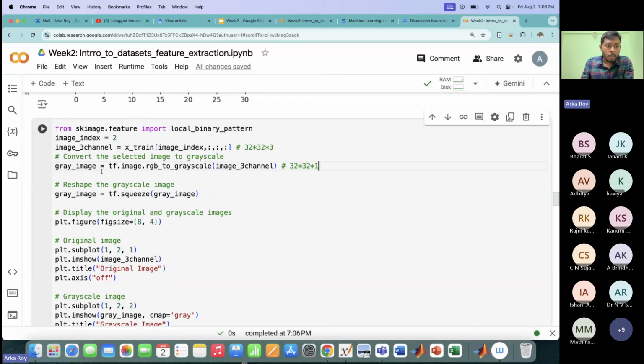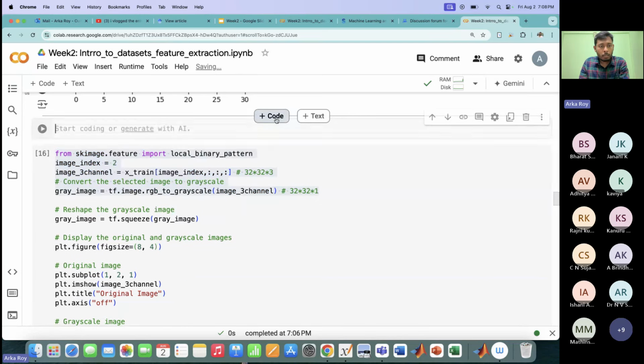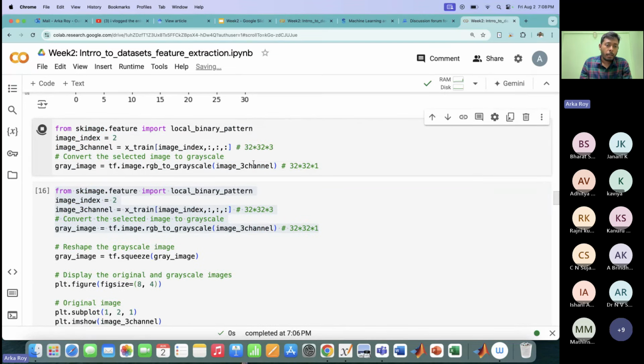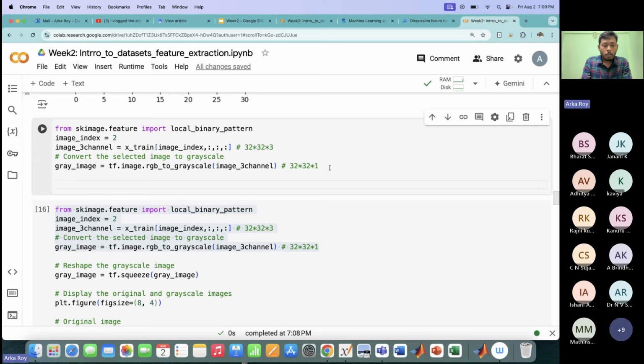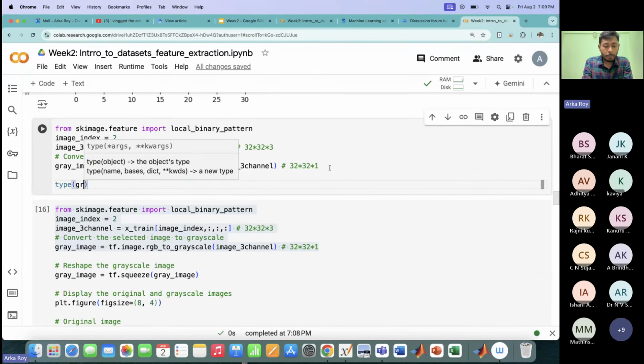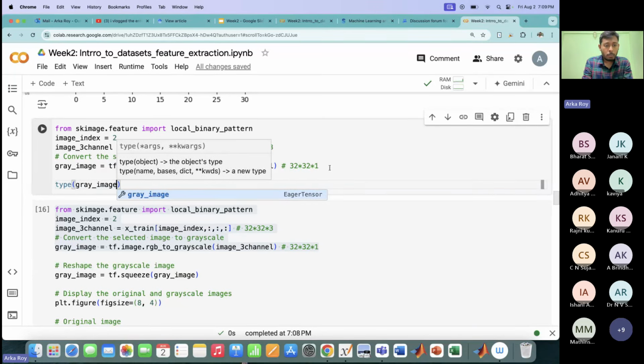Now, in case of Python, you'll see that there are different sorts of data structures or data types. So you have to be aware of what sort of data structure or data type you are currently handling. For example, if I just cut out this section and run it over here, let me show you what the data type is. Gray image.